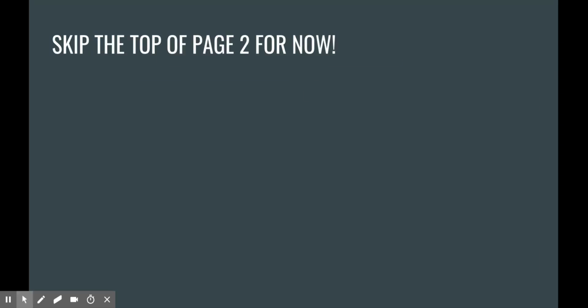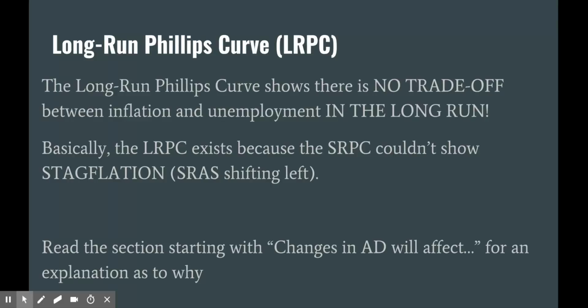So on your notes page, skip the top of page 2 for now. You should be done with page 1. Skip that first part of your page, go to the little line below it with the long run Phillips curve. This is very rarely asked about, and it's almost never shifted, so we're not going to spend too much time on it. The long run Phillips curve, basically, this was created because stagflation kind of ruined the short run Phillips curve.